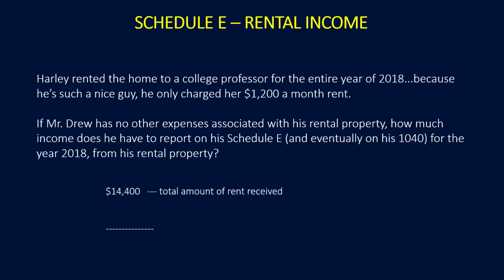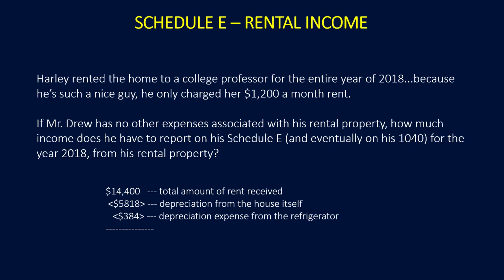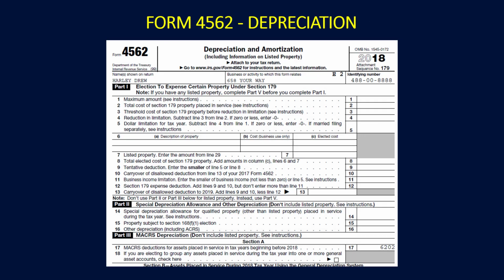Well, his total amount of rent received, $1,200 a month times 12 months, $14,400, minus $5,818, the depreciation from the house itself, minus $384, the depreciation expense from the refrigerator. The total amount of rental income that he reports, $8,198.